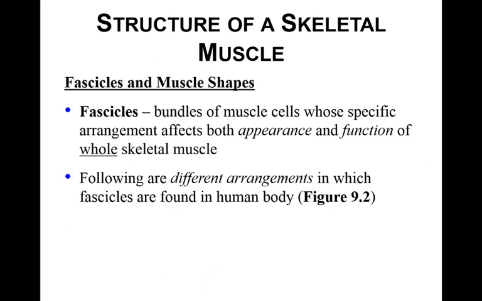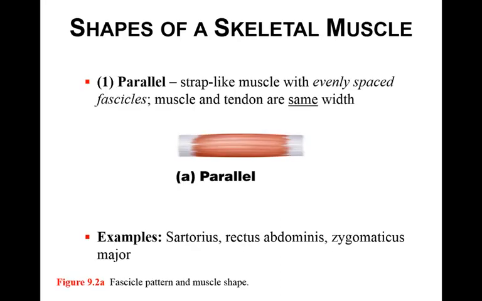Now, again, fascicles are bundles of muscle cells that have a very specific arrangement. Their arrangement affects both the appearance and the function of the skeletal muscle. There are several different arrangements in the human body that we are going to look at, and the first one is called a parallel muscle. This is a strap-like muscle. It's evenly spaced fascicles. They're all running the same direction. The muscle and the tendon are the same width.